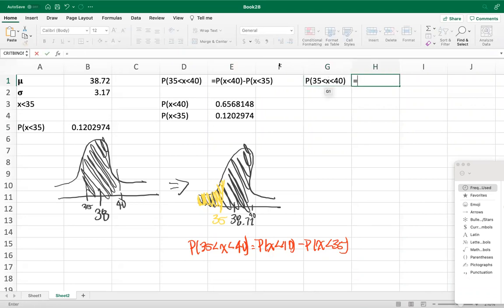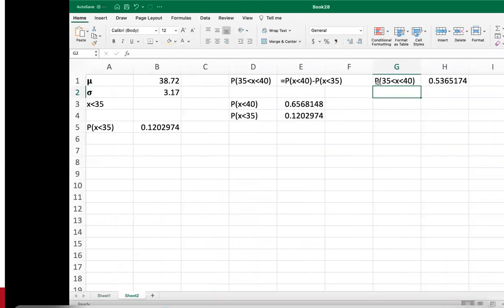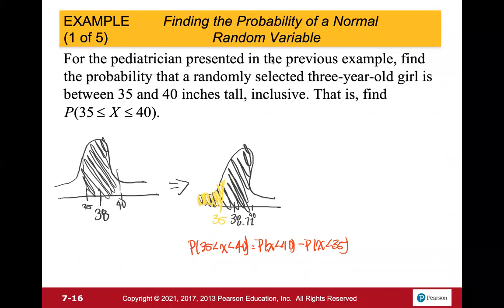This is equal to this black shaded region up to 40 minus the amount that we overshot, that 35. And there we go, 0.5365. So this is the probability, let's see, how do we state it? This is the probability that a randomly selected 3-year-old girl is between 35 and 40 inches tall inclusively.